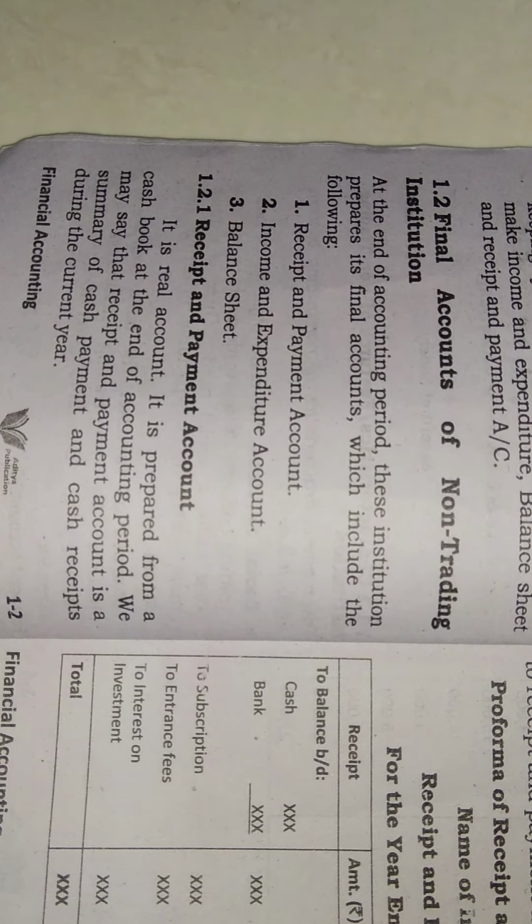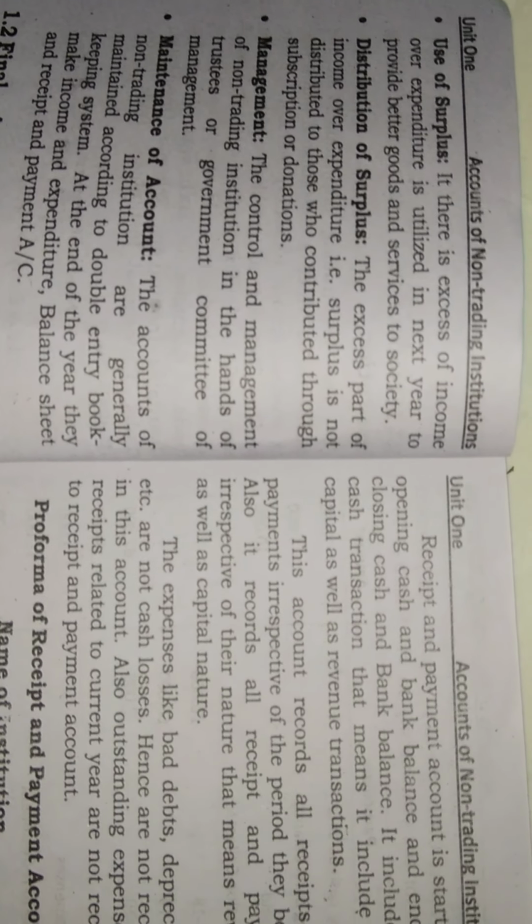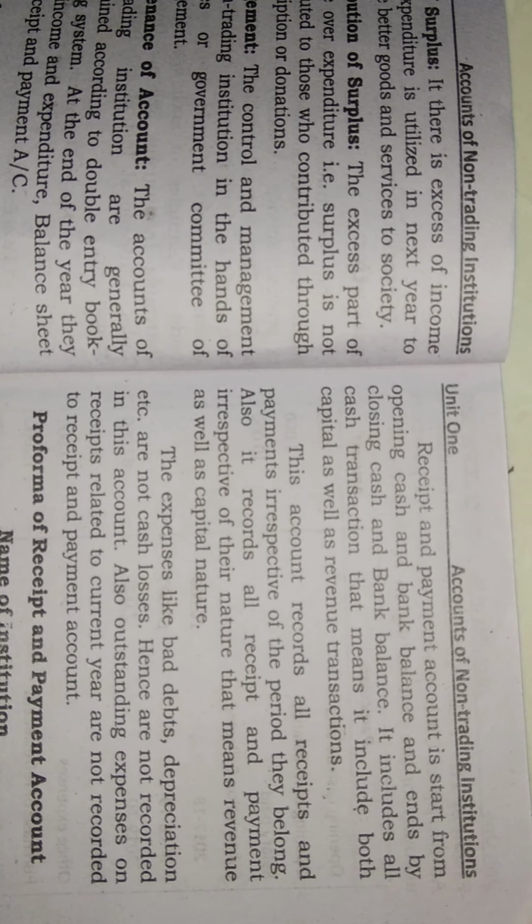Next, see what more there is about the receipt and payment account. It starts from the opening cash and bank balance and ends with the closing cash and bank balance. It includes all cash transactions. That means it includes both capital as well as revenue transactions.